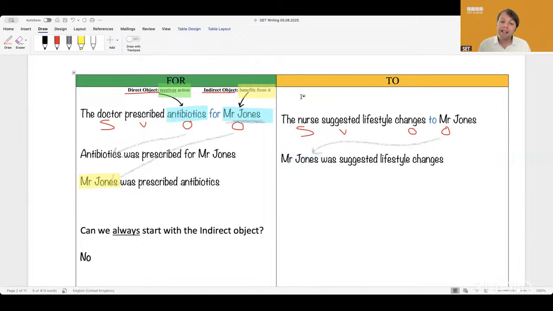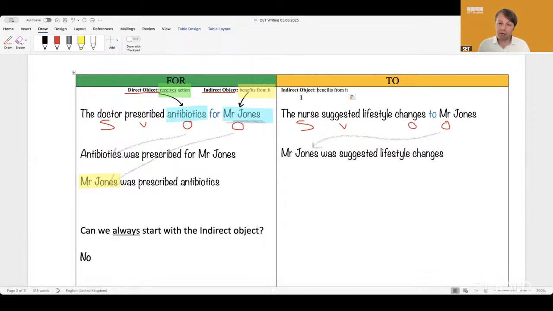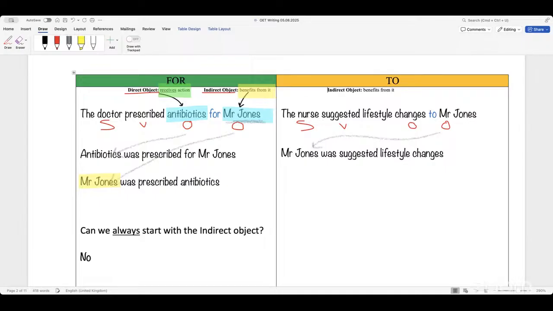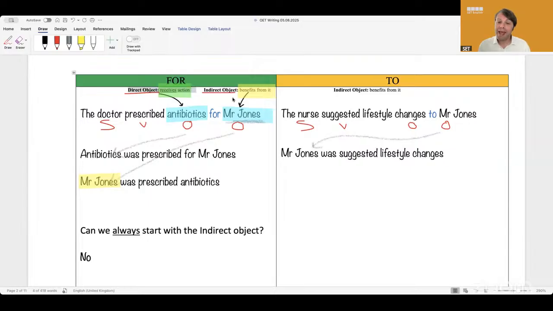Okay. Why is it the indirect object? What is the reason for being? It benefits from lifestyle changes. Yeah, Mr. Jones benefits from changing his lifestyle. Makes sense, everyone? This is actually something that I got from Paul. This is a nice way that Paul teaches direct and indirect objects. Okay, so we can think about it as benefits from, advantages from.